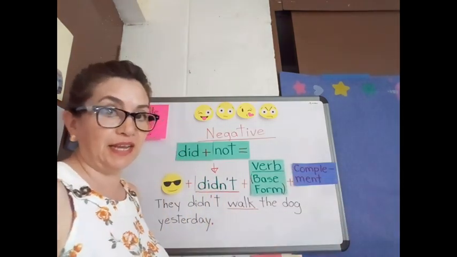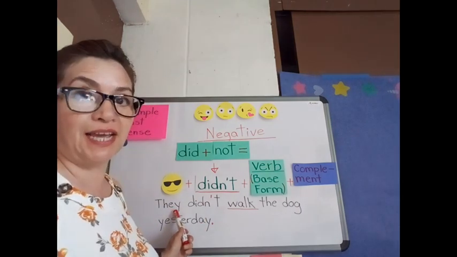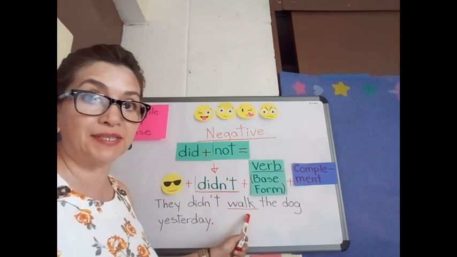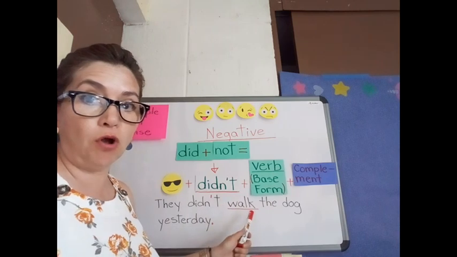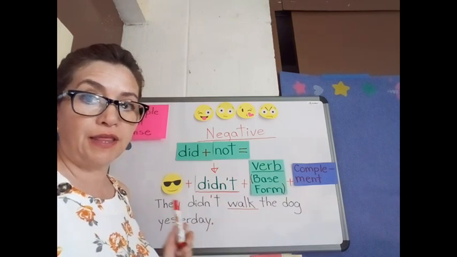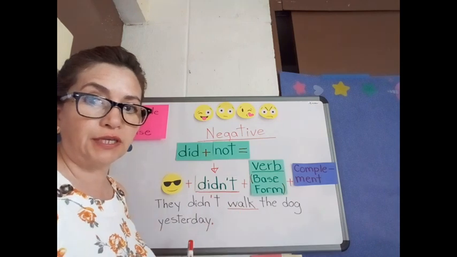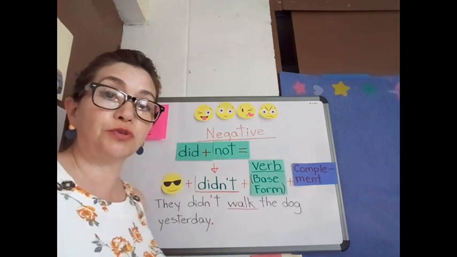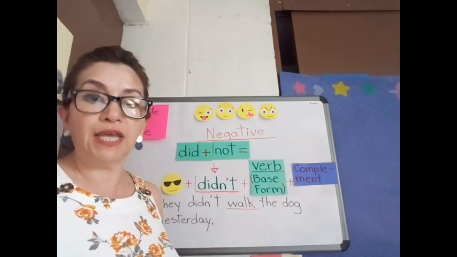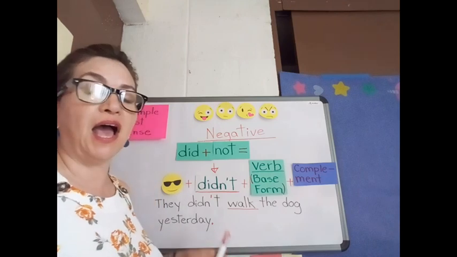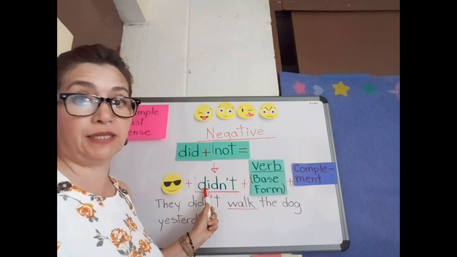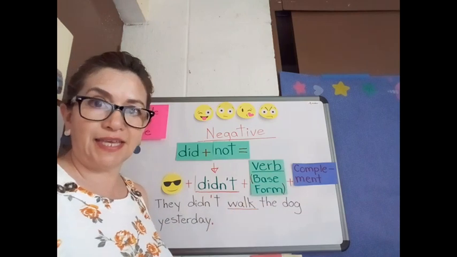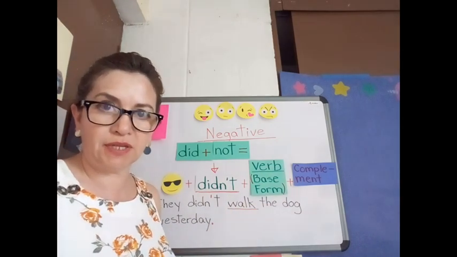Do you remember our last sentence? Very well. Let's read it. In negative form, it could be they didn't walk. Notice that the verb is again in its base form. They didn't walk the dog yesterday. Walk, not walked. We don't need to use the past tense of verb walk in a negative sentence. Our auxiliary verb did, didn't, makes all of our sentence in past tense negative form.